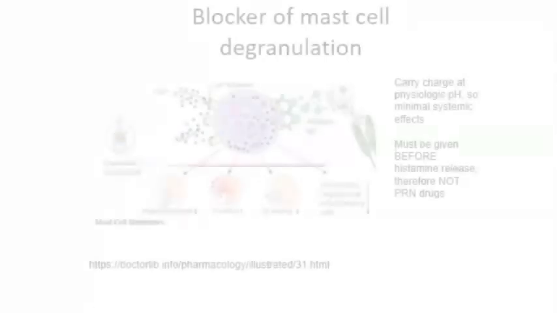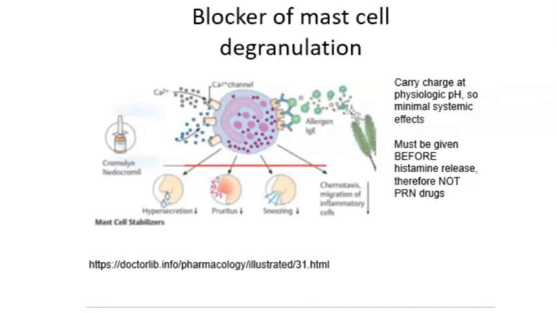Here we're looking at the mechanism of blockers of mast cell degranulation. They actually block these calcium channels that lead to exocytosis of histamine. They carry a charge at physiologic pH, so there's minimal systemic side effects, but there's also minimal systemic absorption, so we have to put them where we want them, insufflating into the lungs for asthma, into the nose for nasal allergies, or as eye drops for ophthalmic allergies. These guys have to be given before histamine release because it's kind of like closing the barn door after the horse is out if you give it after the reaction already happens. So they're not as-needed PRN drugs. They have to be used around the clock before the allergic reaction actually occurs.